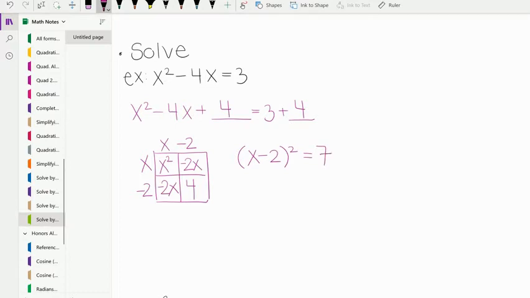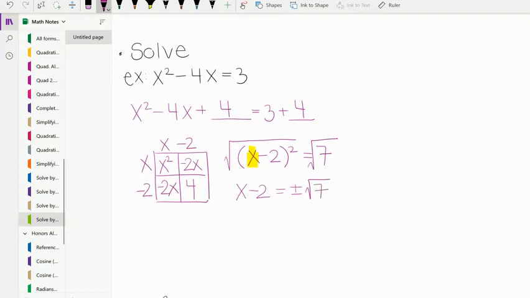So in the last problem, to put it in vertex form, we moved everything to one side. But now we are solving. So I'm trying to get this x by itself. So I have to think about what we can do. Well, think back to taking the square root. In order to get x by itself, we would actually want to square root both sides. So we end up getting x minus 2 equals plus or minus the square root of 7.